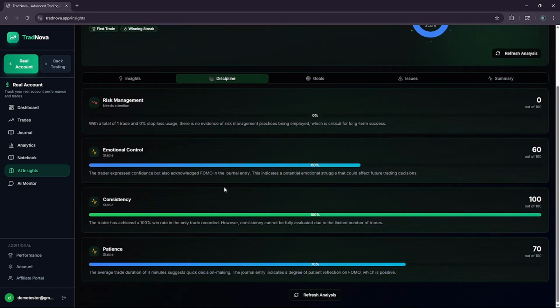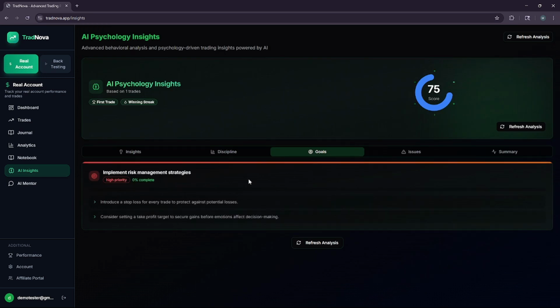Same thing over here. It basically just shows you how you can be a lot more disciplined, because once again, if you're not disciplined in trading, you are not going to be successful. Goals, basically these are solutions to problems maybe you didn't even realize. For example, the trade I just entered, I never entered a stop loss. So now it's saying introduce a stop loss for every trade to protect against potential issues or losses. Consider setting take profit targets to secure gains before emotions affect decision making. So yeah, I didn't set a take profit or a stop loss, and this is what I got from it.